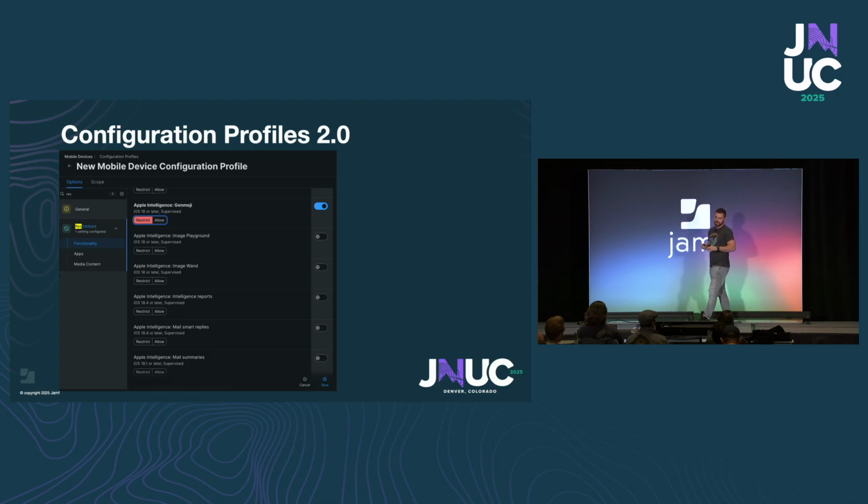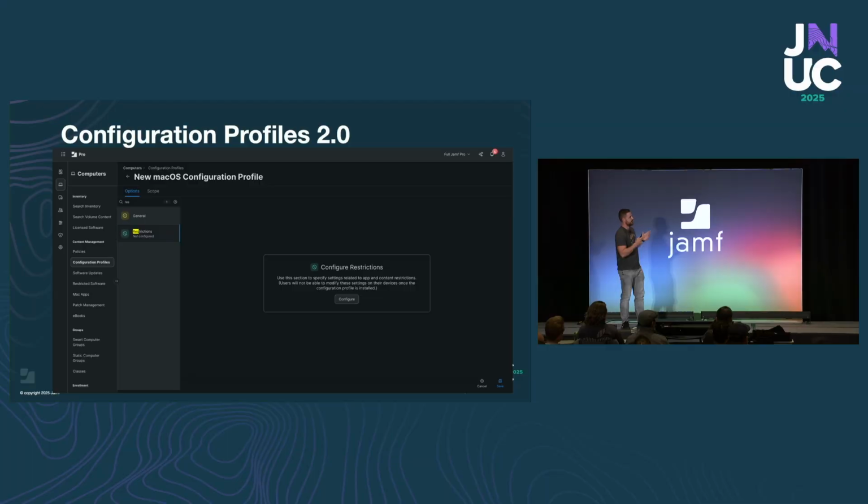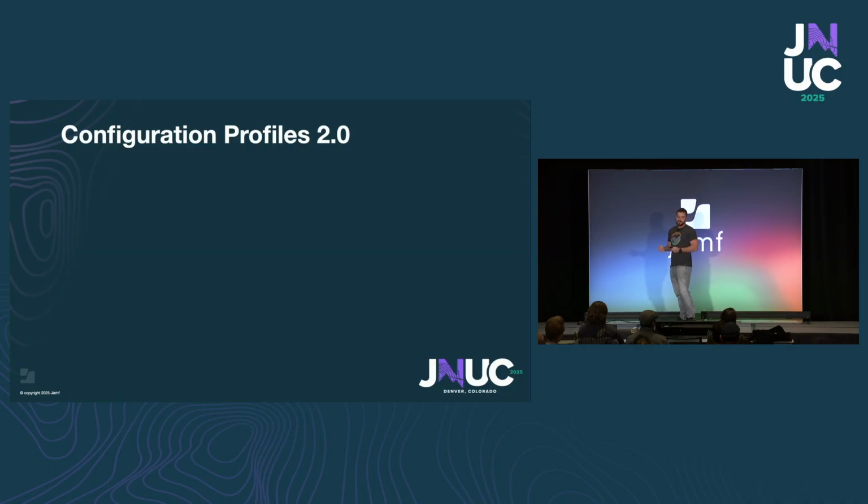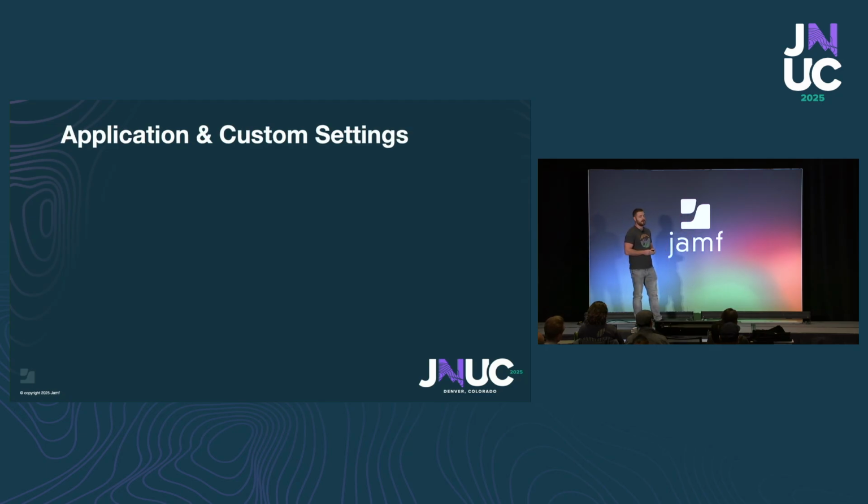Sounds cool. It solves other problems as well, so why don't we migrate macOS restrictions to configuration profiles 2.0? You may be waiting for this, and it's actually not happening. This is because of a lot of engineering problems we had under the hood, which don't allow us to refactor it for you with the speed we want and give it to you as fast as we can. So within the configuration profiles 2.0, there is a specific payload, which is application and custom settings. And let's take a look inside.